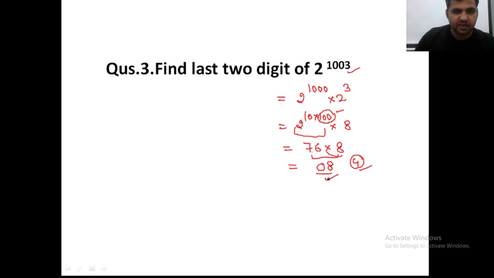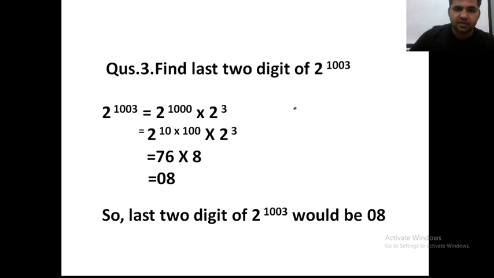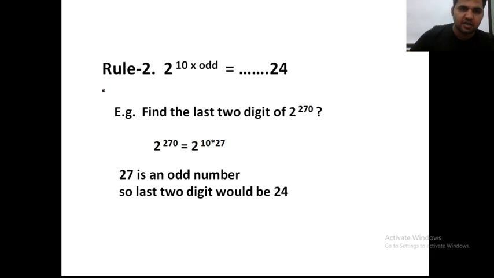So we are done with the 3 questions based on the first rule, which states that 2 raised to power 10 into even will always give you the last two digits as 76. So this is the explanation. If you want to go through it, you can go through it at the end of the session. So this is the explanation that I have written down. So rule number 2.